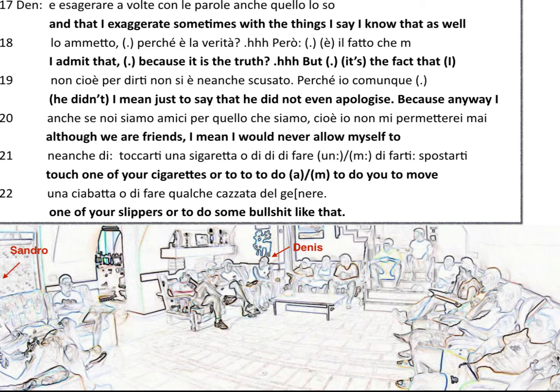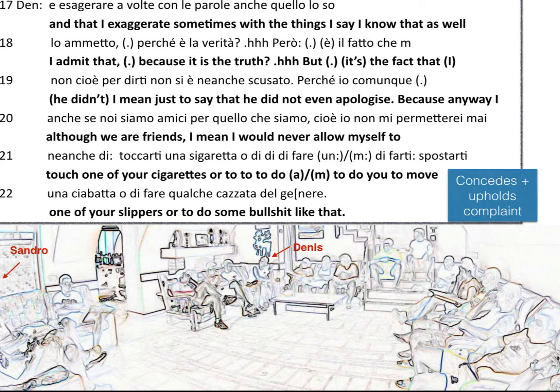You know, the person who did the offense was not at the meeting. Because although we are friends with that person, I would never allow myself to touch one of your cigarettes or move one of your slippers, you know, or do some bullshit like that. And this is a very common way for people to complain. They say, you know, he did that. I would never do that. So he's kind of portraying himself as somebody who knows how to behave, and that makes it even more unfair. It's the same thing we saw in the first case. You're threatening me. I've never threatened anyone.